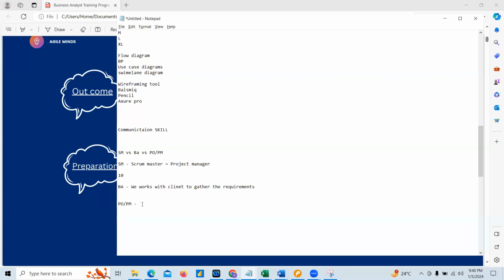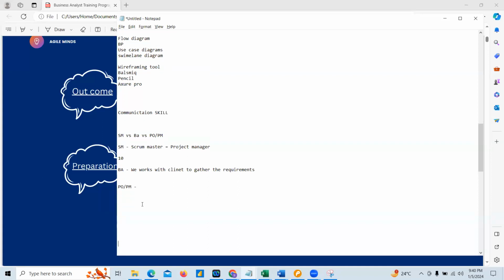Okay, let me take an example. If there is an organization which is working on insurance domain, insurance product, what will the product owner do? Product owner will work on enhancing that product at a product level. Product owner will not work with the clients. Product owner will work with the different people who are into that particular domain. Product owner has to do a lot of research. That is where the product owner role will come into the picture.